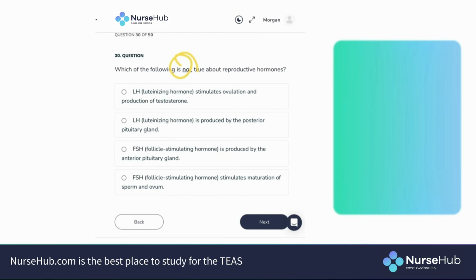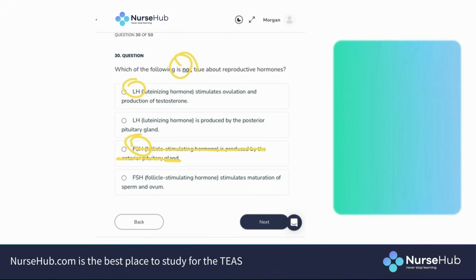I can already tell that this question is focusing on these two hormones, right? So I need to think, what is my knowledge about these two hormones? First, both of these hormones are produced by the anterior pituitary gland. Since we're looking for the answer that's not true, I can eliminate this answer that says FSH is produced by the anterior pituitary gland. I know that this is true.